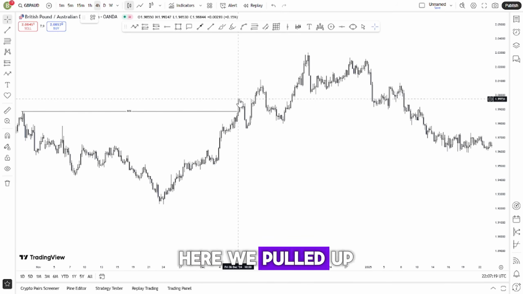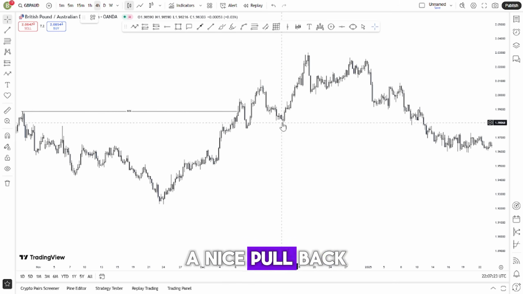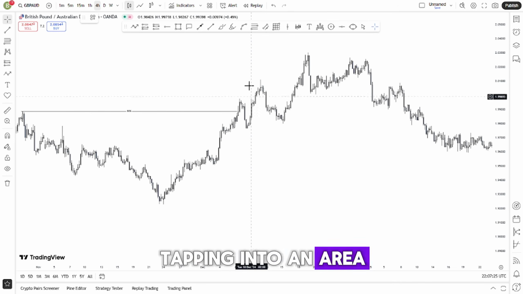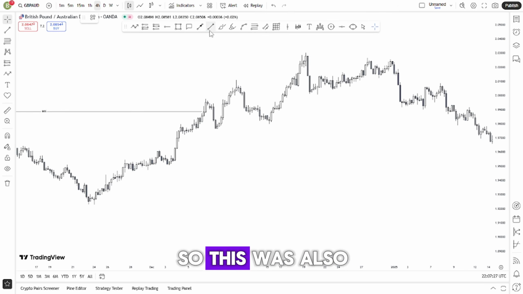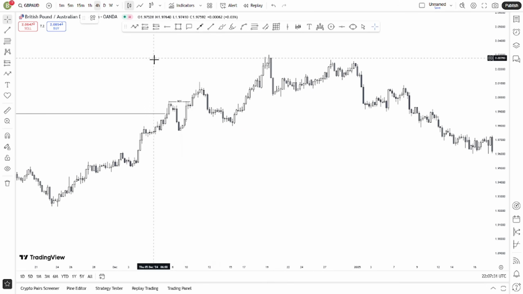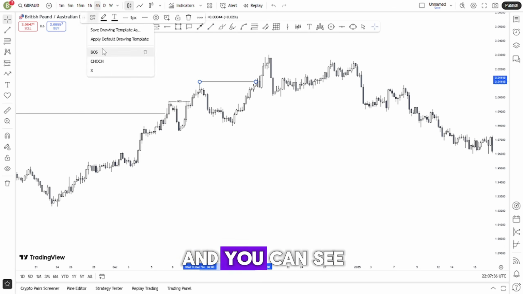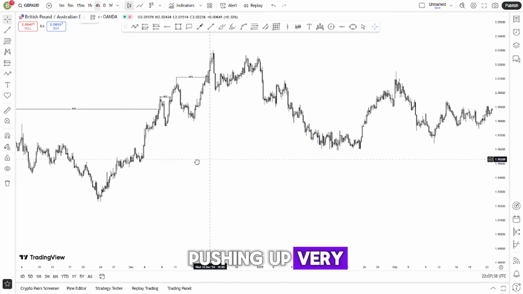As you can see here, we pulled up, the pullback wasn't that good, then we pulled up again, and then we had a nice pullback, tapping into an area of interest here. So this was also a break of structure, just like that. And we had another one, which is this one here, and you can see that the market was pushing up very nicely.